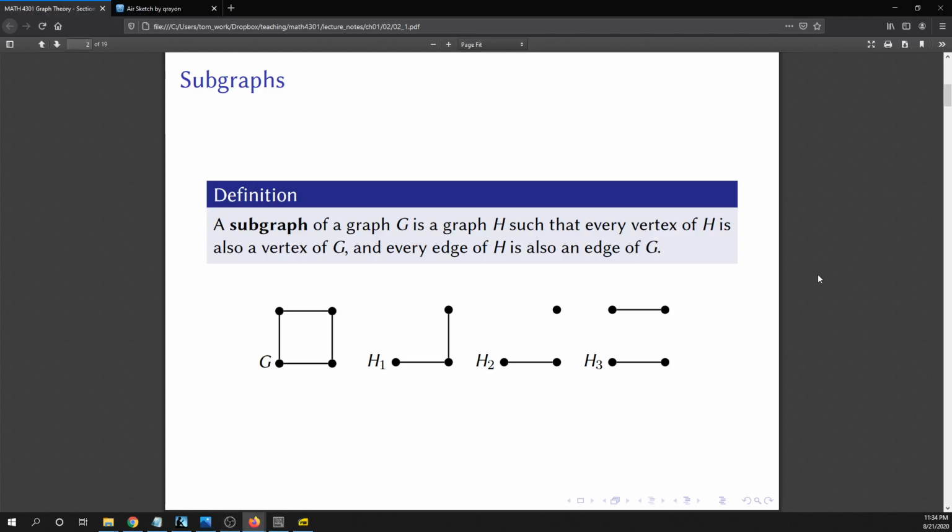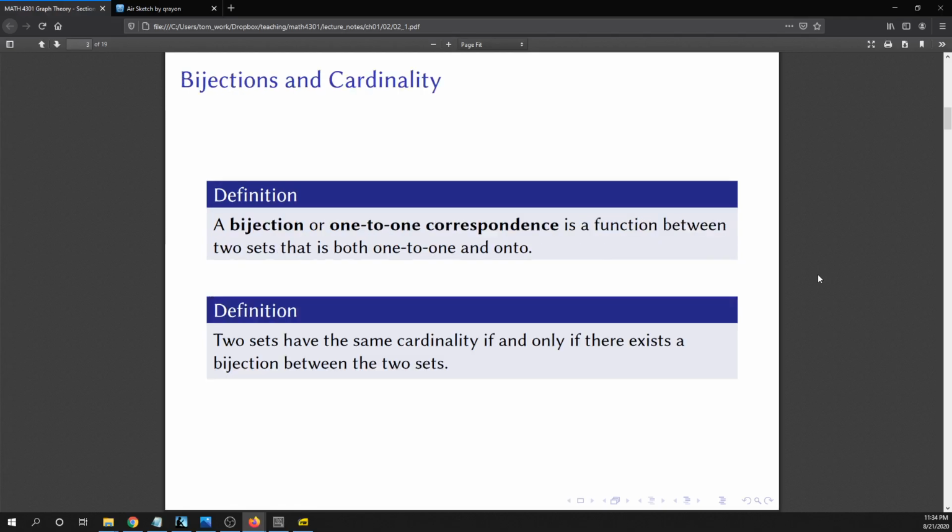All right, so we will talk about subgraphs in more detail. But for the most part of this section, we're going to talk about isomorphism between graphs, graph isomorphism. So before we do that, let's make sure that we go back and talk a little bit about bijections and cardinality. So a bijection, or another term that you'll hear used for that, is one-to-one correspondence. That is a function between two sets that is both one-to-one and onto.